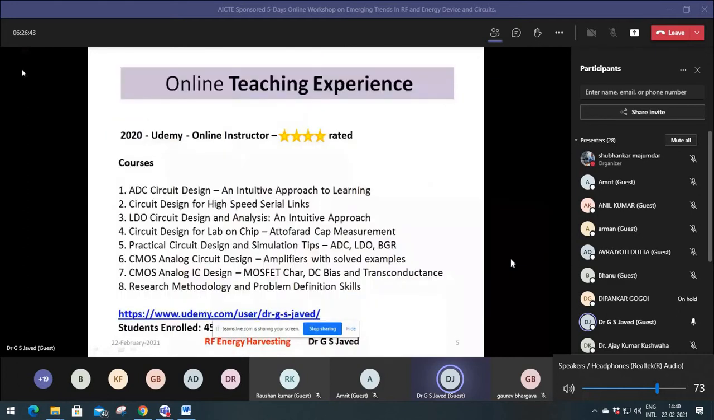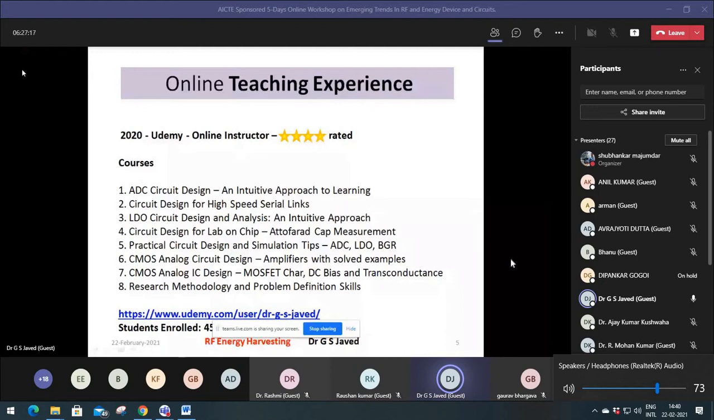While learning about online teaching in the year 2020, I came across 7 courses which I have designed for analog circuit design. I start with basics of analog circuit design, amplifier design, then practical design and simulation tips for ADC, LDO, and VGR. Then I did full-blown courses on lab-on-chip design for attofarad cap measurements, LDO circuit design and analysis, an intuitive approach, circuit design for high-speed serial links, and ADC circuit design.